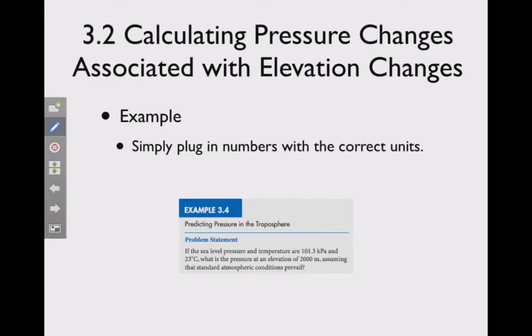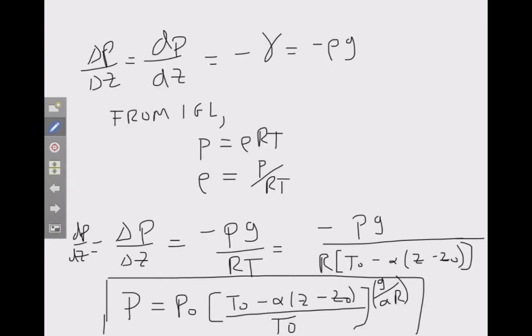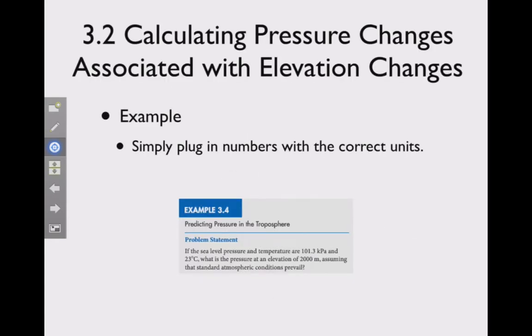And to do this, we have an example. Here we say if the sea level pressure and temperature are 101.3 kilopascals and 23 degrees C, what is the pressure at an elevation of 2,000 meters, or 2 kilometers, assuming that standard atmospheric conditions prevail. Basically they're talking about using this approximation. So let's go back here and solve this problem quickly, and we'll be done with this section.